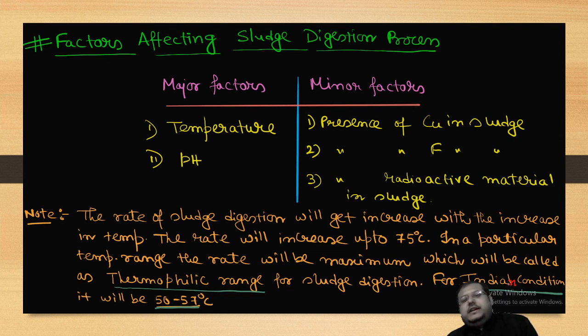For Indian conditions, it will be 50 to 57 degrees centigrade. ये जो कॉपर फ्लोरीन रेडियोएक्टिव मटेरियल की कहानी आप देख रहे हैं, if they are nothing but the disinfectant. और यहाँ पे डिसइंफेक्शन हमको चाहिए नहीं, क्योंकि एनारोबिक माइक्रो ऑर्गेनिज्म ही वही दोस्त है जो एक्चुअली हमारे इस काम को लेके जा रहा है आगे. वो एनारोबिक माइक्रो ऑर्गेनिज्म can deal with this process.